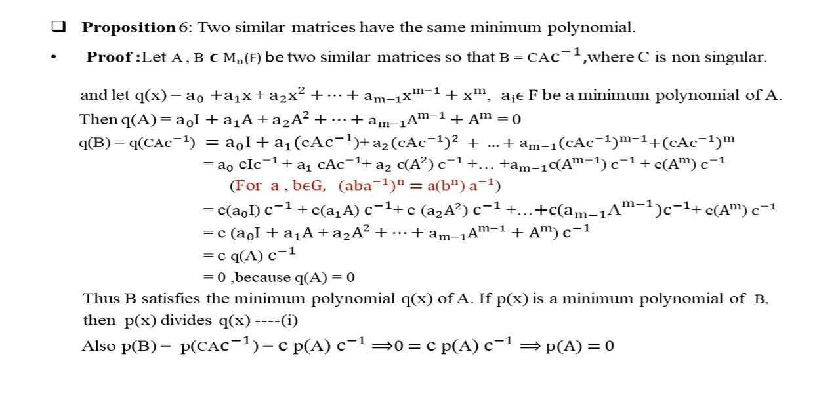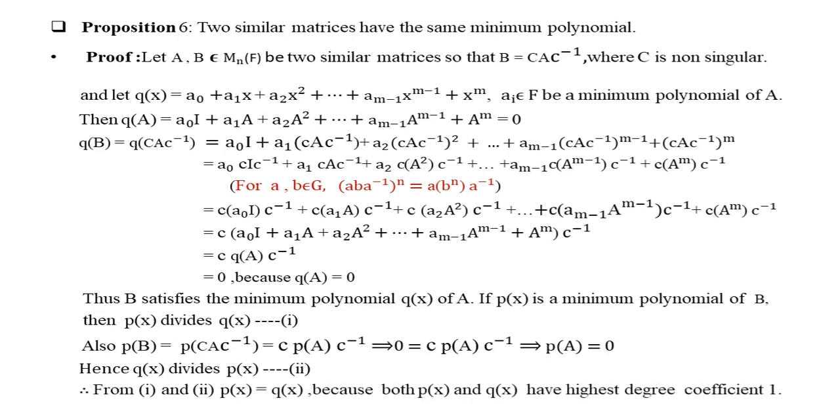Now P of A equal to 0 implies A satisfies the polynomial P of x. Therefore, Q of x, the minimum polynomial of A, divides P of x, that is equation number 2. Hence, we get P of x equal to Q of x because both P of x and Q of x have highest degree coefficient equal to 1. Hence, we proved the proposition.